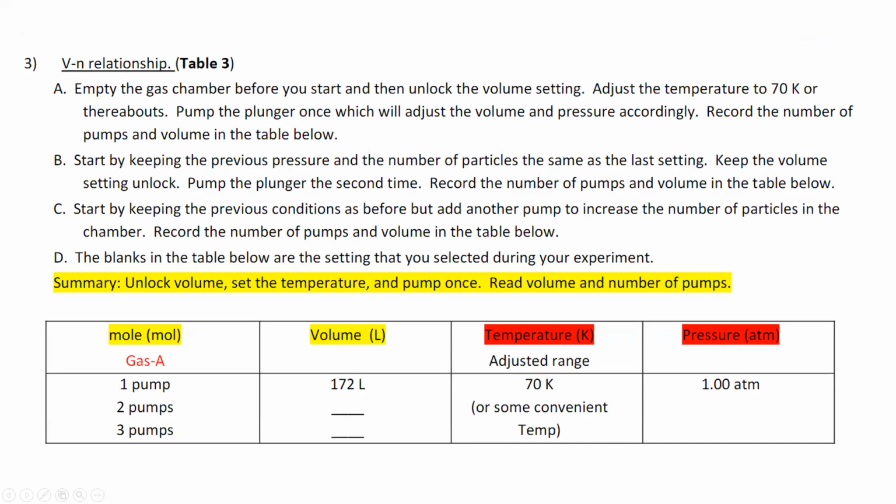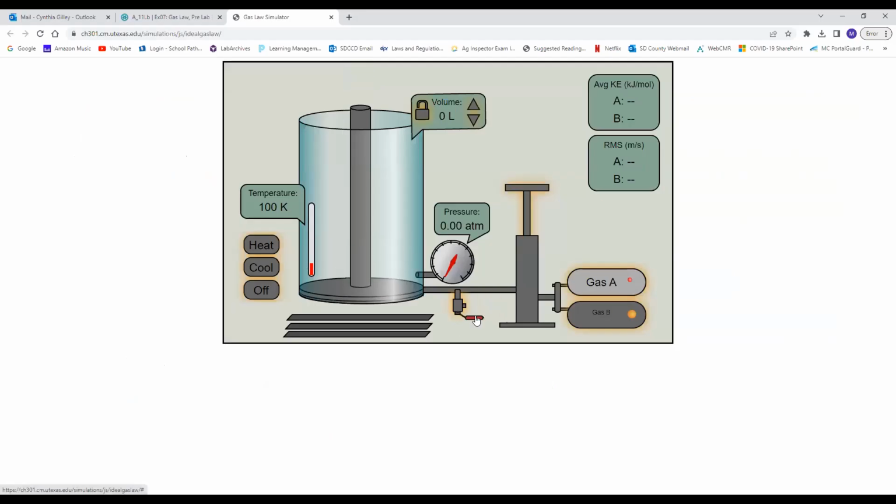Then you can move on to table 3, where we're going to be looking at the relationship between the volume and the number of moles of gas in the chamber. So let's go back to the simulator. Remember, we're always going to empty the chamber. And then we are going to adjust the temperature to 70 Kelvin or thereabouts, it says. I always somehow get lucky, but when I was doing it before, I was not getting so lucky. So I'm at 70 Kelvin again.